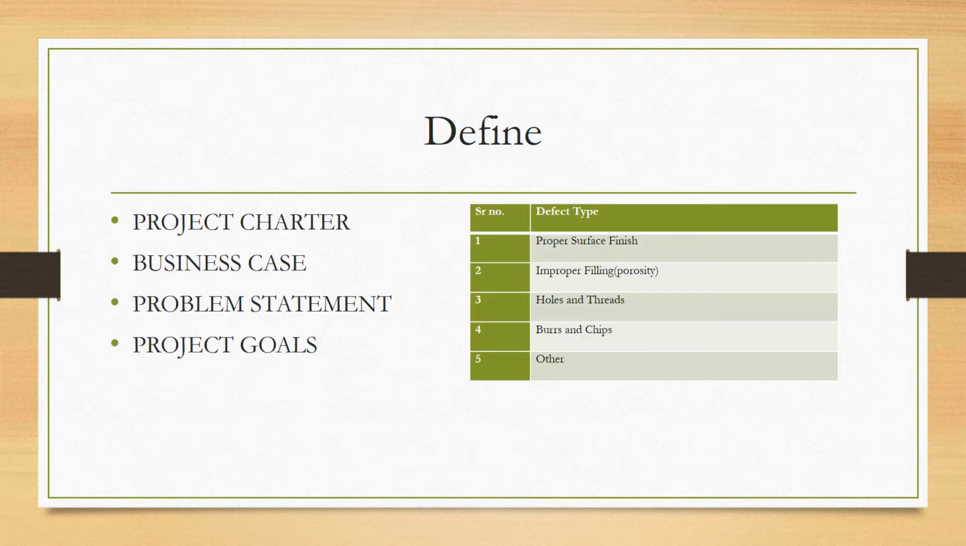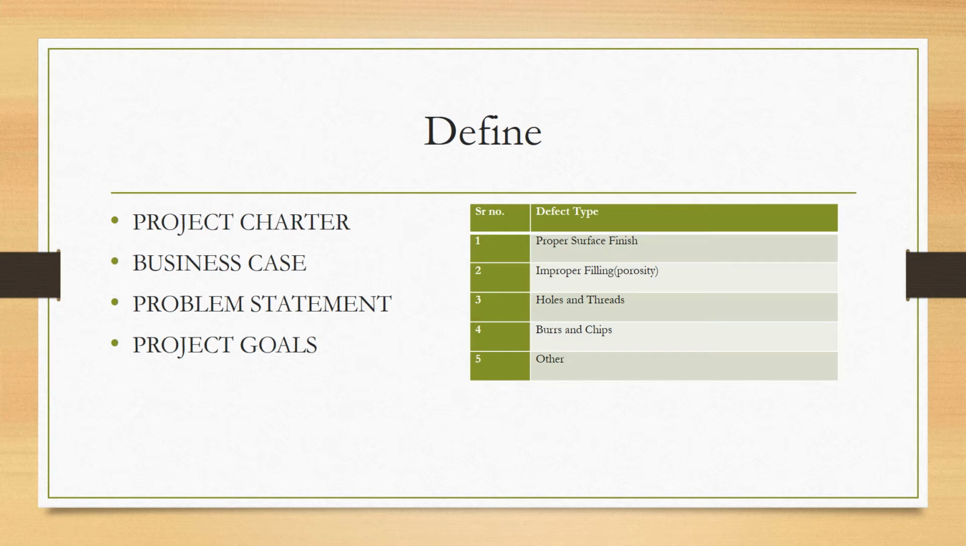In this define phase, this phase of the DMAIC technique defines the potential defects produced during the current manufacturing process of the Boeing body casting process. As the first step, a project charter was prepared, including all the necessary information such as business case, problem statement, and project goal.